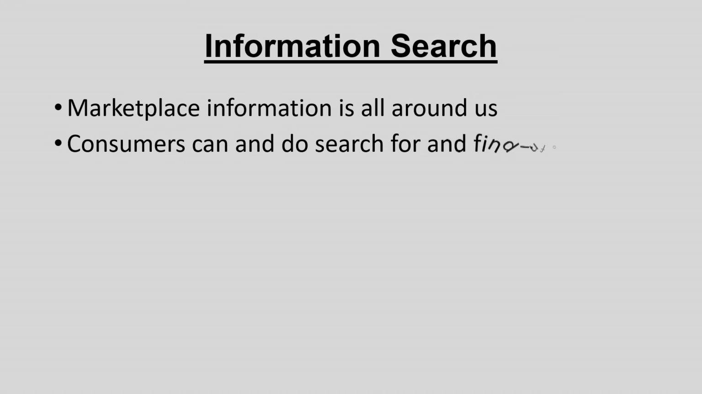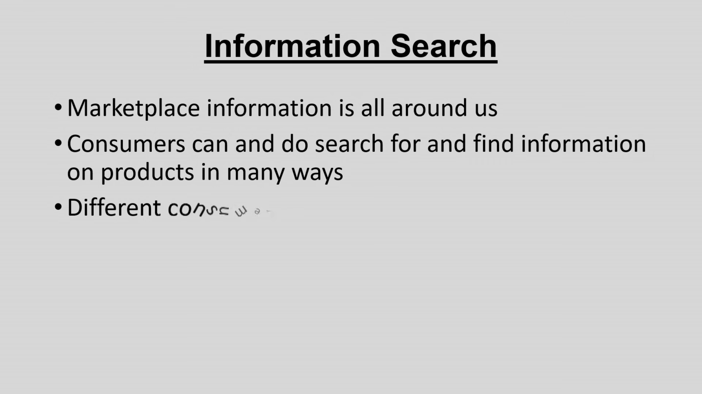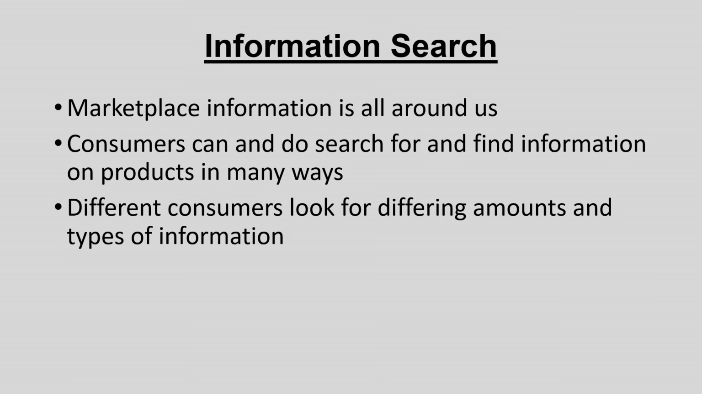Once a need has been developed, the consumer does a thorough search of all the information about the product which is out there. So once you realize that you have a need for a particular product, what most people tend to do is search for information on those products in the market. Marketplace information is all around us, and consumers can and do search for and find information on products in many ways.